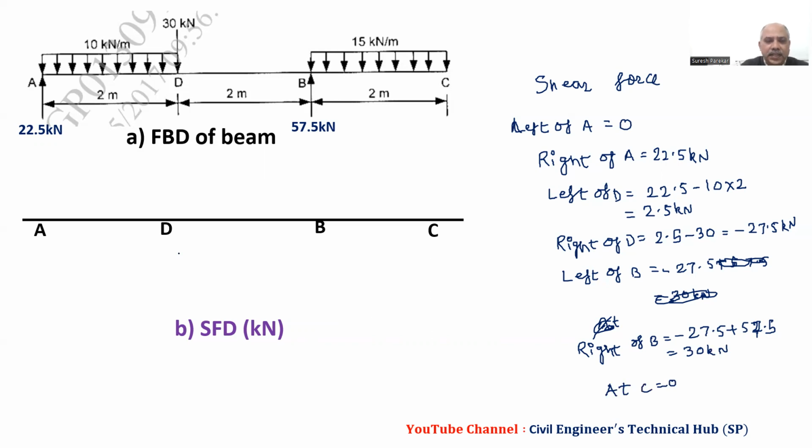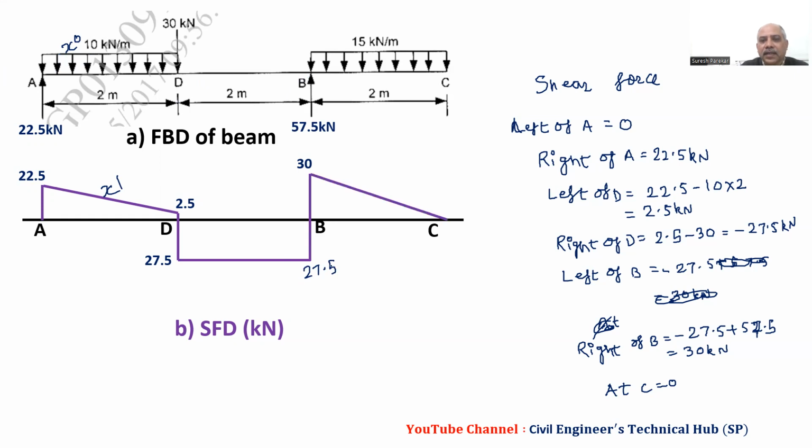And then we have to plot it. So we have 22.5 at A, at D we have 2.5 and minus 27.5. Now it is again very clear. We have x to the power 0, so it is x to the power 1. No load between D to B, so we have a horizontal line, same as it is. Then B second value, 27.5, then we have another value 30, which will be plus, and then 0. So as it is x to the power 0, we have x to the power 1.